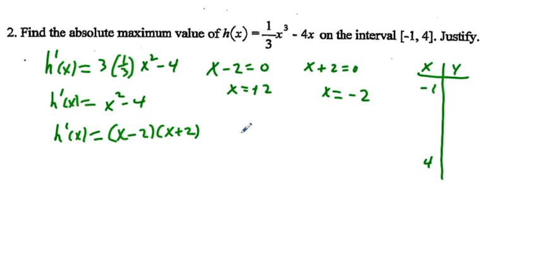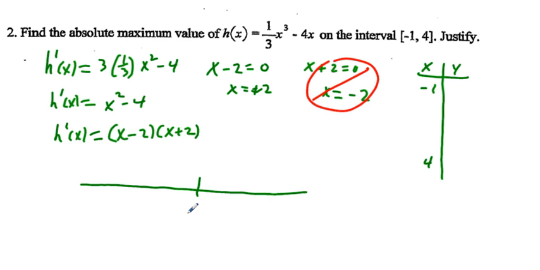So 2 and negative 2 are our critical numbers, but negative 2 is smaller than negative 1, so we're really not interested in this solution over here. We're interested in this one, where x equals 2. So, constructing a number line with x equals 2, we put h prime of x above and h of x below.